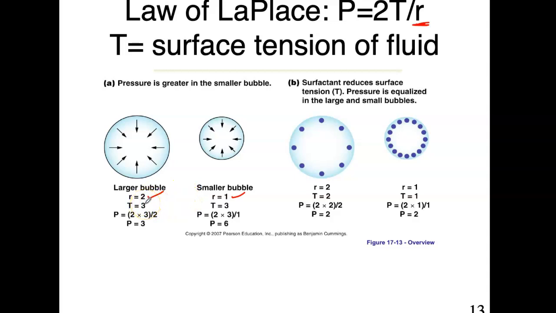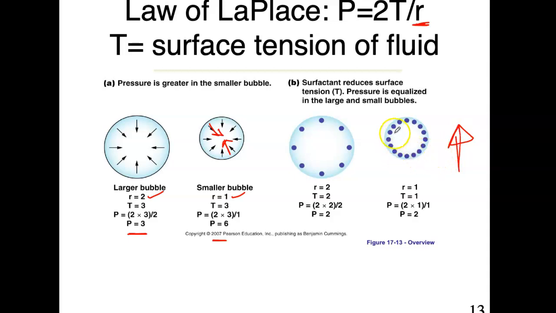The T, which is the surface tension of the fluid, is going to be the same because it's the same surfactant in both. And when we plug in those numbers, we see that the pressure created in a large one is equal to 3, and in the smaller one, it's equal to 6. So because it's tinier and those walls are closer together, they're more likely, right? They're more likely to collapse on each other the smaller they are. So the take-home message here is that in the smaller alveoli, there is a greater amount of surfactant released.